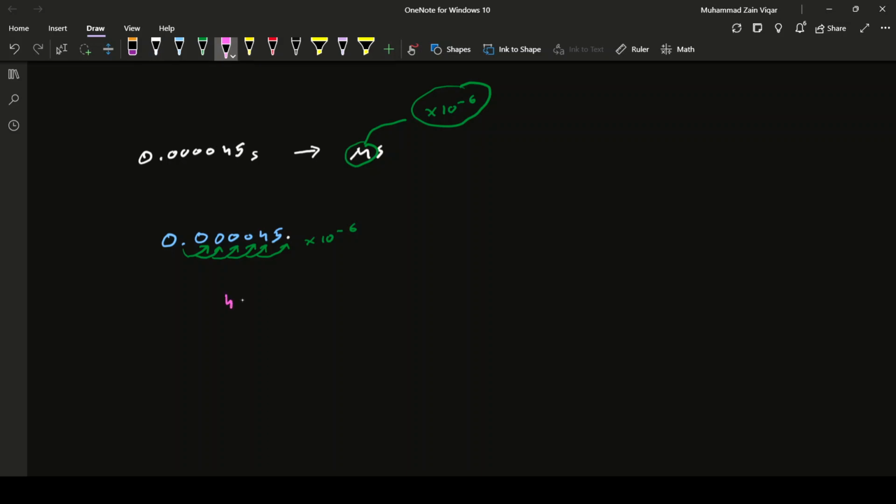So the number could be phrased again as 45 times 10 to the power negative 6 seconds. And obviously this could be written as micro. So we just simply write 45 microseconds. So this is how we could do this question.